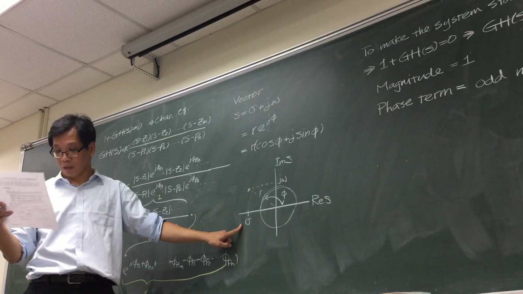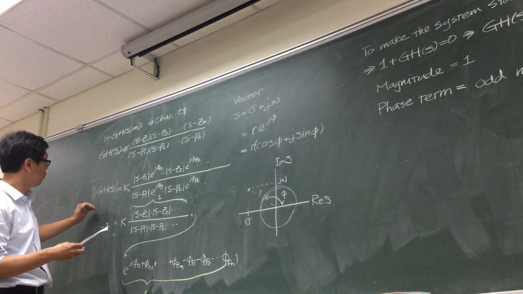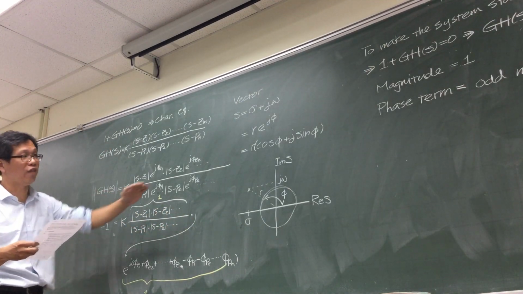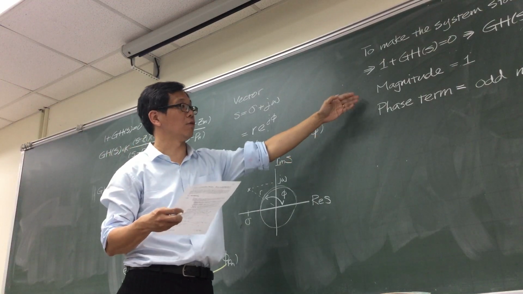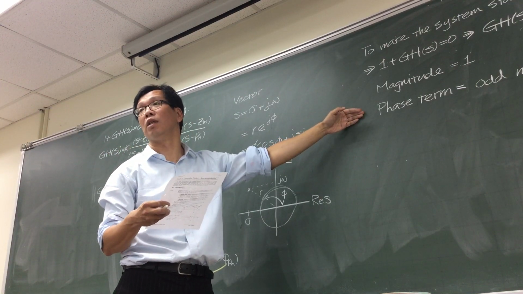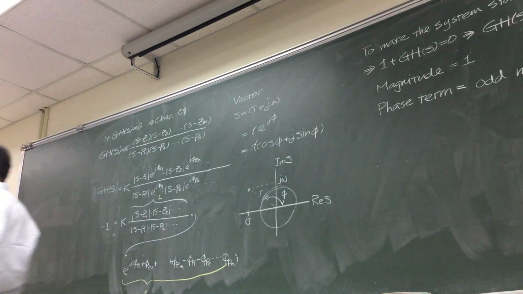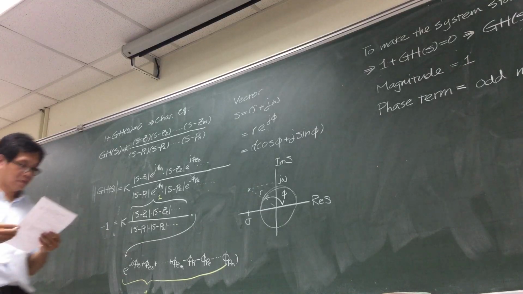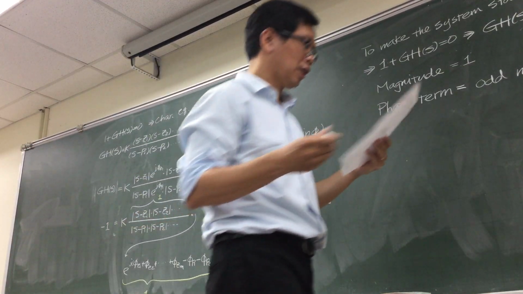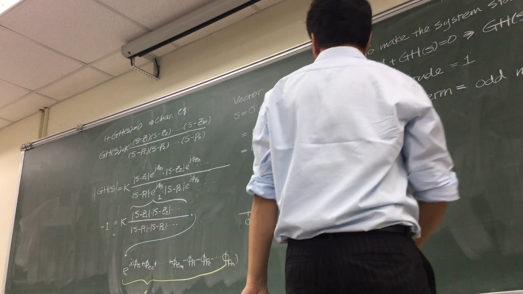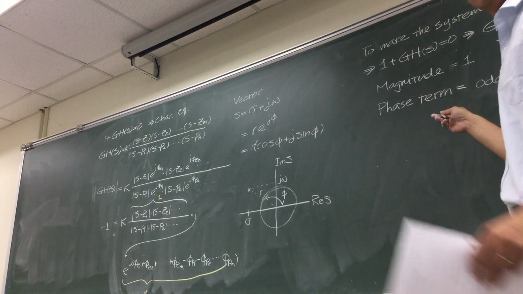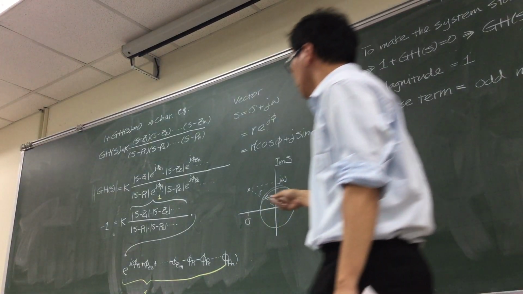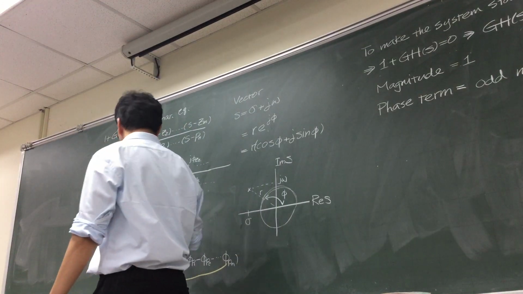Does it make sense? So that is how we're going to fulfill the magnitude criterion and phase criterion. This is called the magnitude criterion, and this one is called the phase criterion. Any question? Since we don't have any, this one is pretty straightforward, right? So since we agree this part over here is 1.